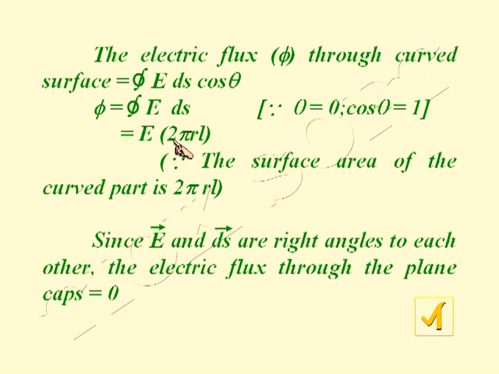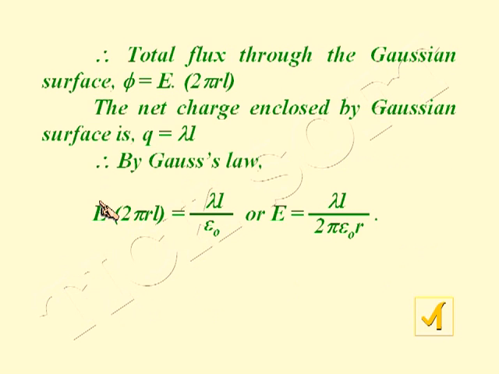So phi is equal to E into 2 pi r L, because the surface area of the curved cylinder is 2 pi r into L. Since E and ds are at right angles to each other, the electric flux through the plane caps is equal to 0. So the lines of force pass through the curved surface only.